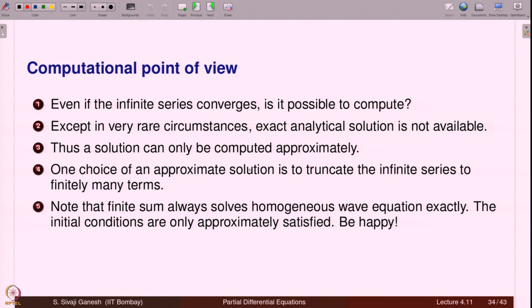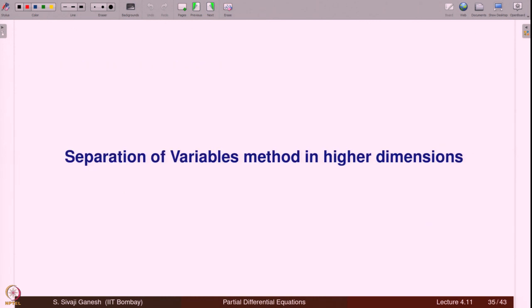Of course, the notion of solution I have to generalize, but I know a function which can be computed, which is a candidate for solution. And by truncating the infinite sum, I am computing it approximately. That is one point of view. Of course, one has to do an error analysis in that case.